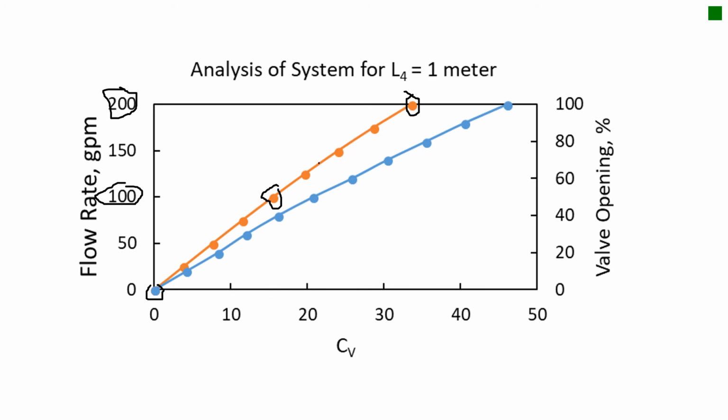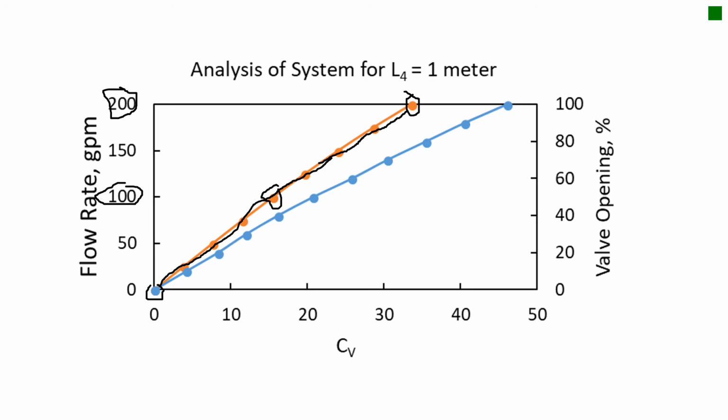So the orange line is the calculated CV for my valve based on the calculated pressure drops as a function of the flow rate. In this whole system, I didn't change the diameter of the pipe at all, left it at 3.068 inches.